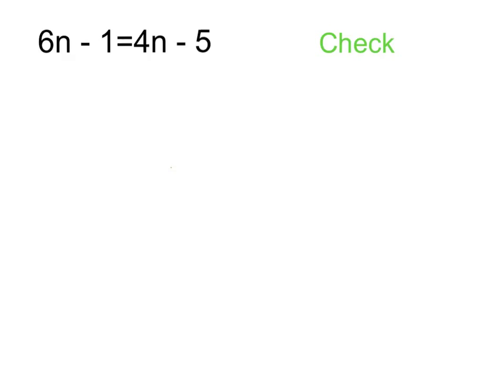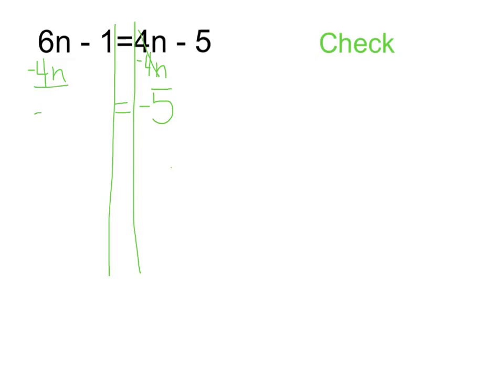Okay, this next one, we have the variable n on both sides of our equal sign. This time we can subtract either the 6n or the 4n. It doesn't matter which one. I'm going to go ahead and subtract 4n to both sides. These will cancel here. I'm left with negative 5 on this side. And 6n minus 4n is 2n. So then I have 2n minus 1.